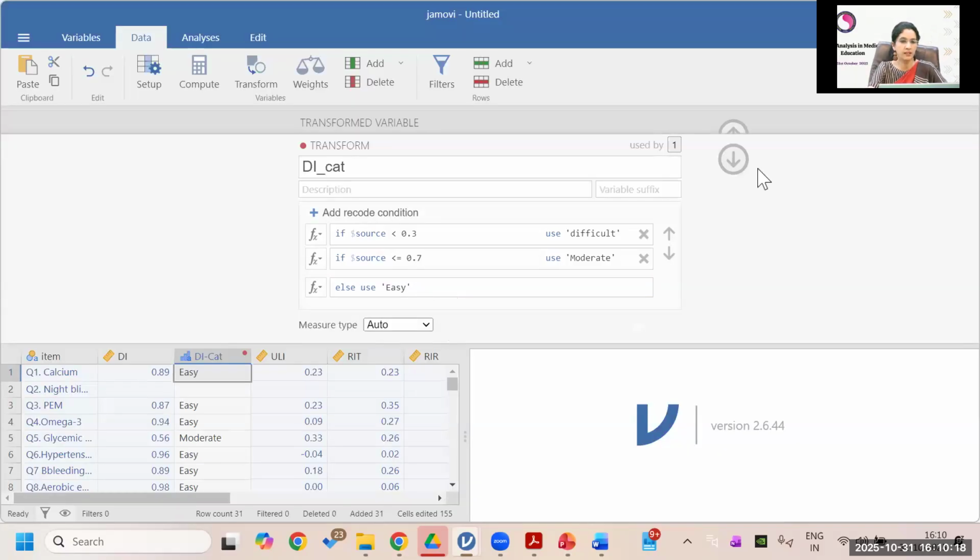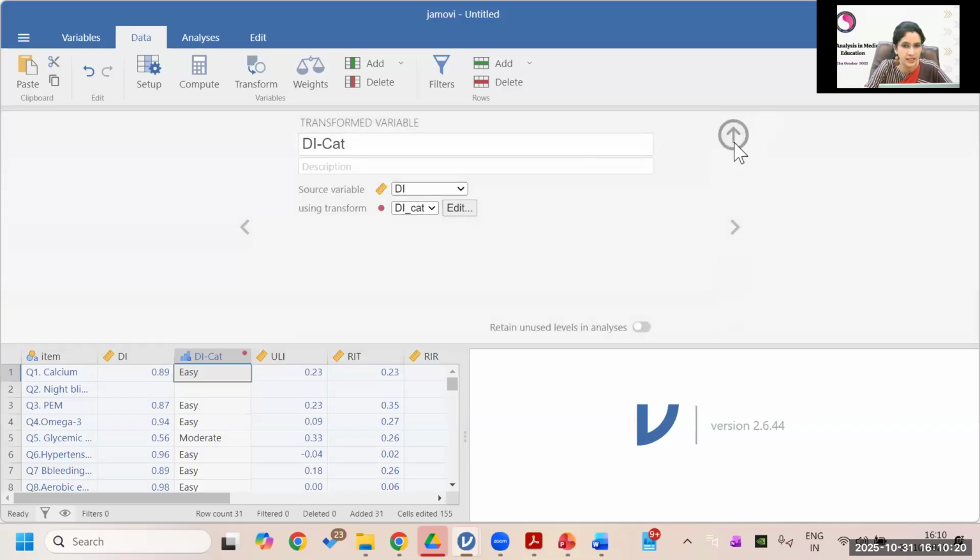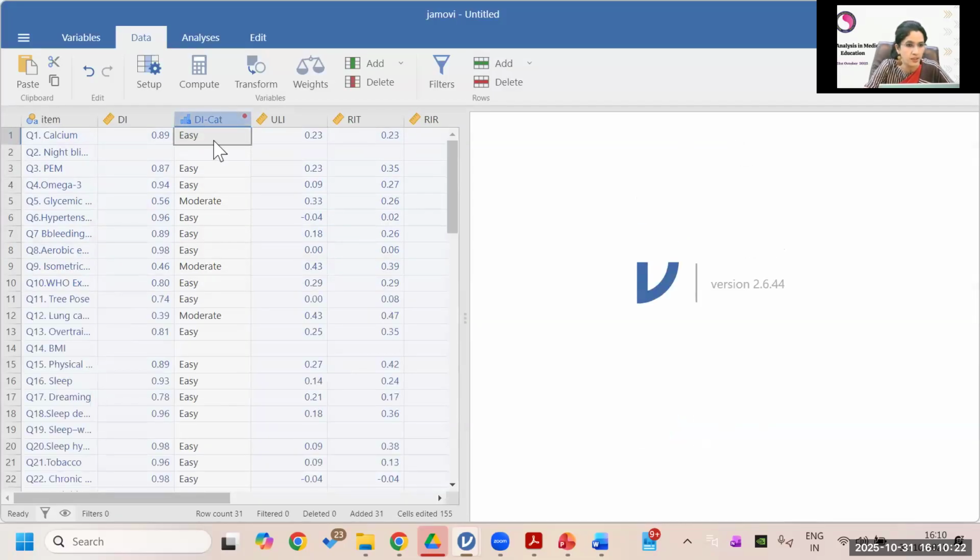So you can see that it has categorized these options like easy, moderate, like this. So from this score, I have created another categorical variable. Am I making sense to all of you? Did you get it? Can I see the chat? Okay. So if it is clear, then again I have to create another variable from this ULI.